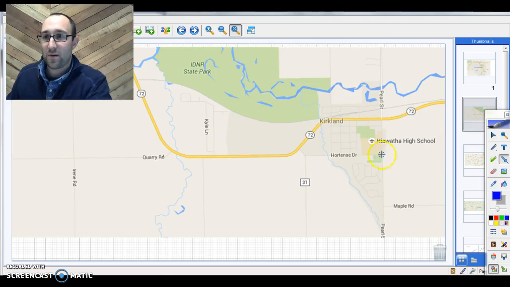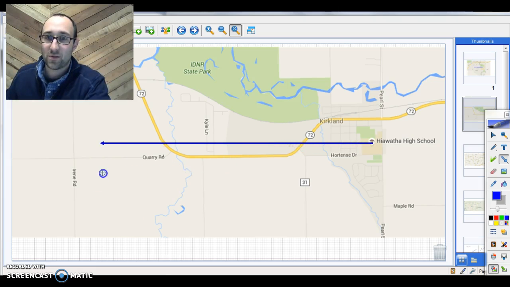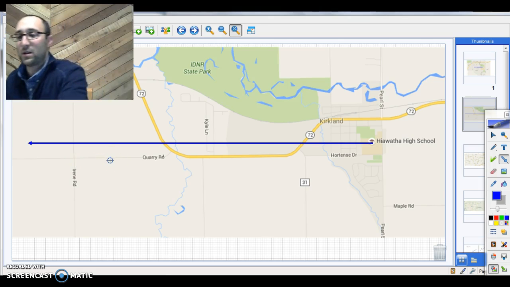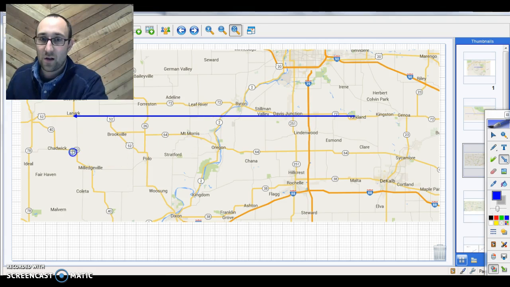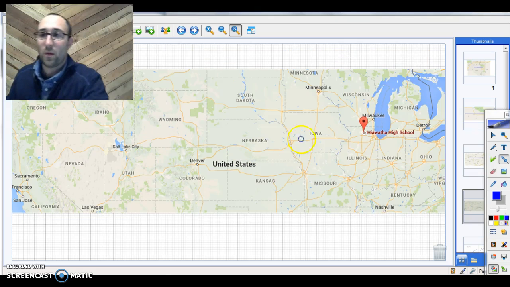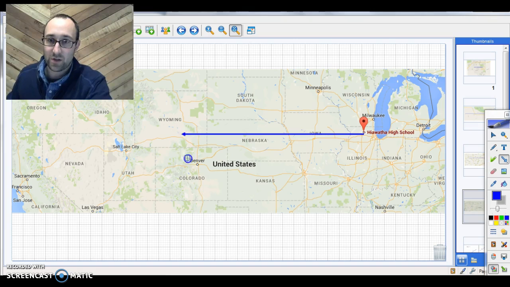All right, so now maybe you have to expand your search a little bit. So you start here at school, and now you're going to go west a little bit. You got to cross 72, maybe cross 72 again. Okay, so you still don't find it. What happens if you now go west a little bit further, over 39, past Davis Junction, all the way out here? Lanark maybe has it. But what happens if that doesn't? You could start here, and you could go across the country all the way this way.